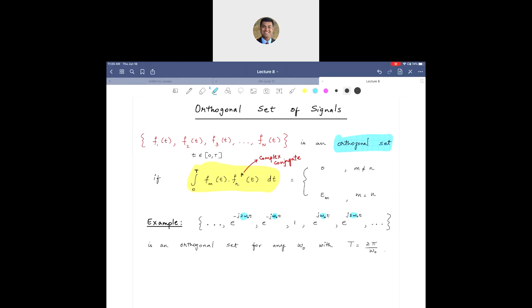What are those frequencies? Omega naught is called the fundamental frequency, or specifically the fundamental radian frequency. You could also say F0 is the fundamental frequency, and omega naught is the fundamental radian frequency. How about 2 omega naught? This is the second harmonic. 3 omega naught, third harmonic.